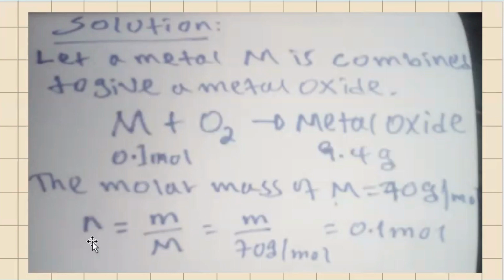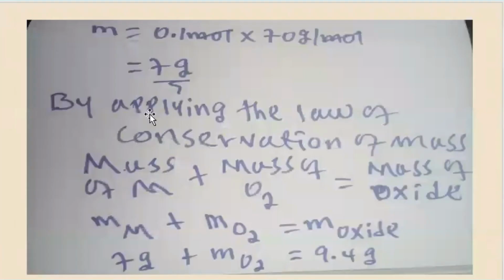Apply this formula. n represents the number of moles, small m is the given mass, and big M is the molar mass or the atomic mass of the metal, which is given as 70 gram per mole. Small m is the required mass. Crisscross: 0.1 multiplied by 70 gives 7 gram. The required mass of the metal is 7 gram.